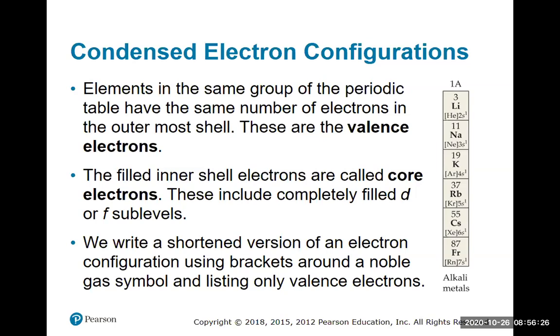There are two reasons people will write things with the shorthand. One is you don't have to write as much out, a practical reason. But the other reason is all of these elements, these 1A elements, are going to behave similarly because they all have one valence electron. As I said before, it's the valence electrons that are the most active, so this cuts to the chase of the ones most likely to have some activity. That's an example of those electron configurations, a shorthand version of writing the full electron configuration out.